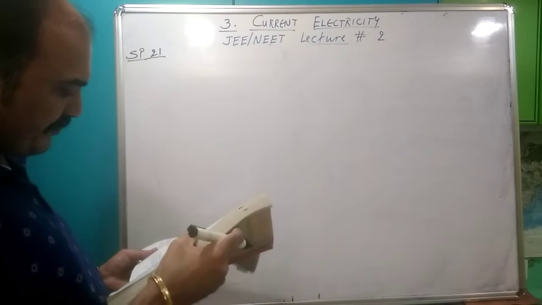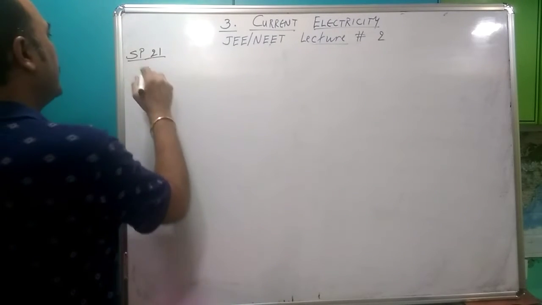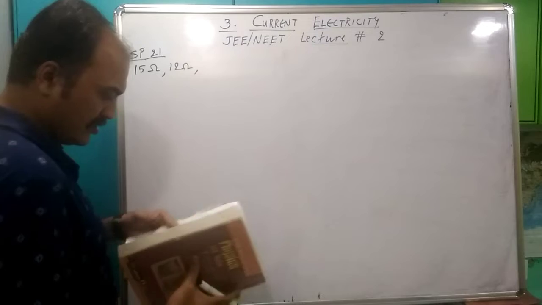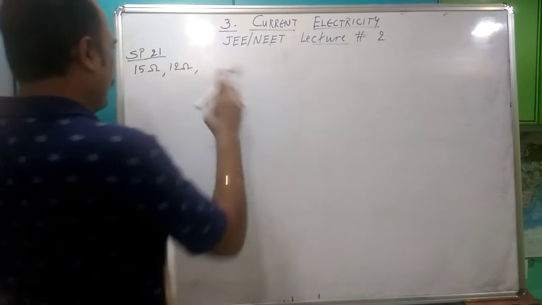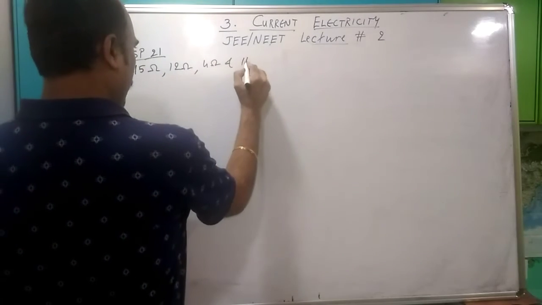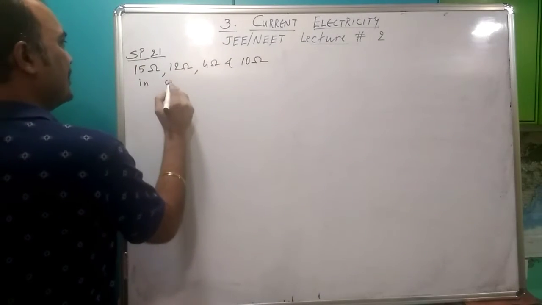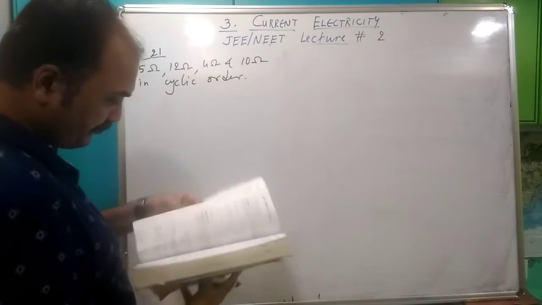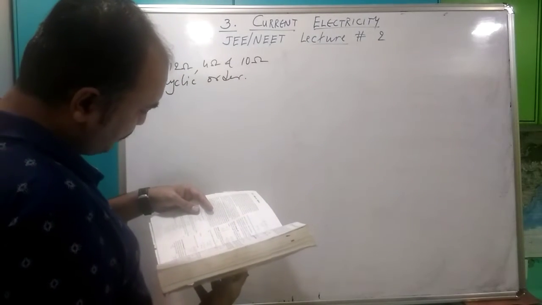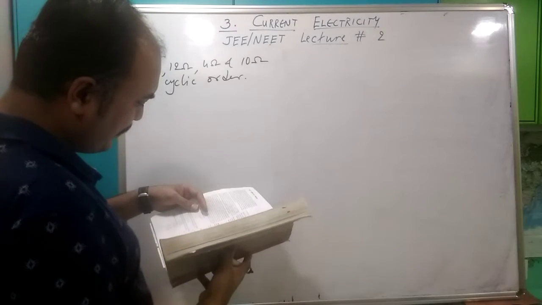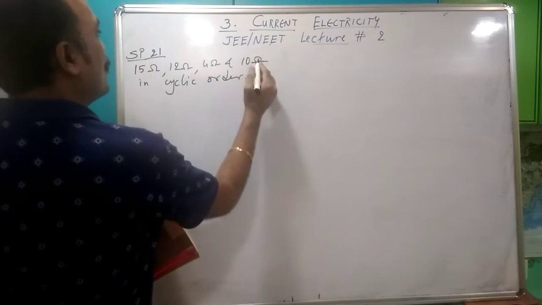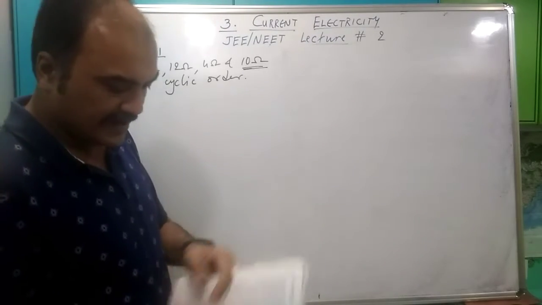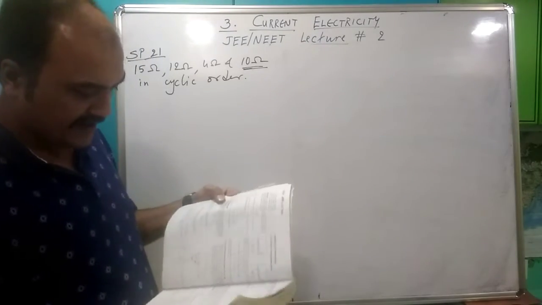Okay, 4 resistances of 15 ohm, 12 ohm, 4 ohm and 10 ohm are connected in cyclic order. Okay, this is the first time you're looking at a term called cyclic order. Is the bridge balanced? If not, calculate the resistance to be connected in parallel with the resistance of 10 ohm to balance the network. Okay, we hold on to the next one, number 24.